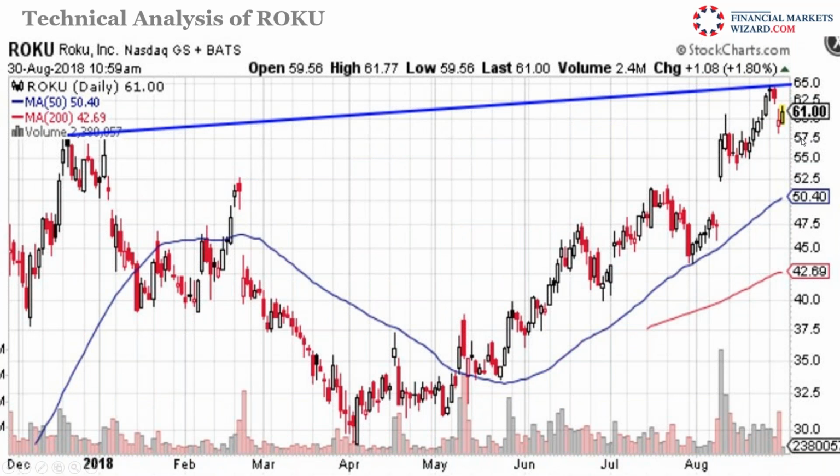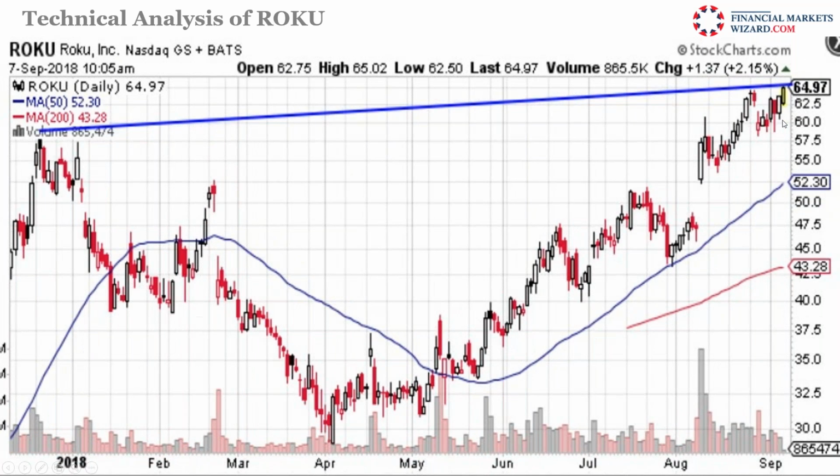Last one is Roku. I have a Roku position since the 60.59 level. This chart was prepared on 30th August and sent to members. The first target was 65 and it hit. And this is the way I calculated the target. I drew this line and it touched. So this is the resistance line, 65. On 30th of August, it gave the signal and it did the 65 exact. So you see 65. It's sitting at 65.